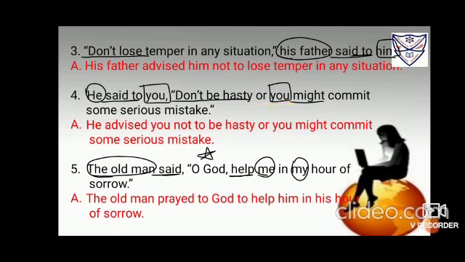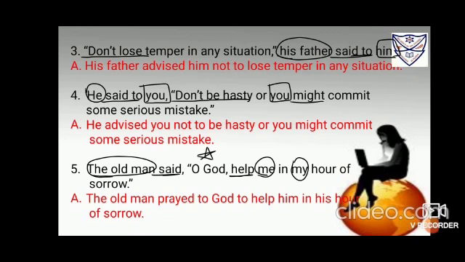Number 5, the old man said, "O God, help me in my hour of sorrow." So it is said. The old man is saying to whom? To God. Okay, so it is praying. He is praying. So the old man prayed. Instead of said, we'll write prayed, because when we speak to God, we usually pray.